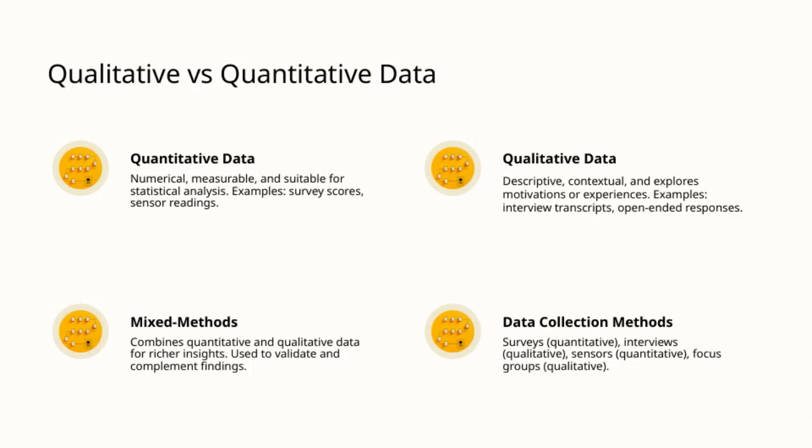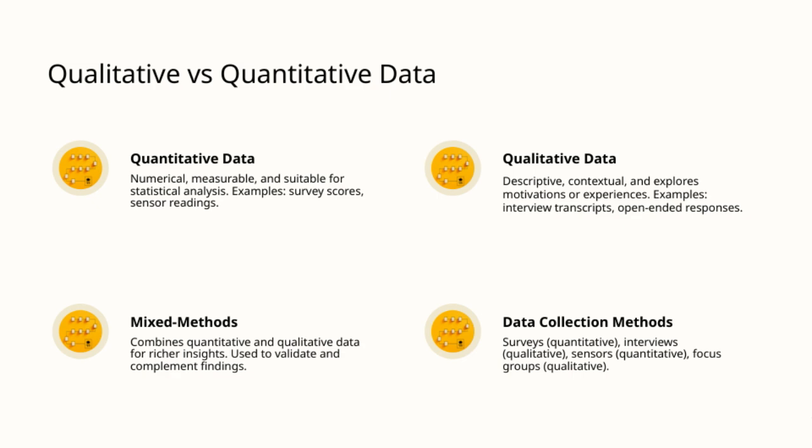Now, let's take a closer look at the different data collection methods we often use. We have surveys, which are quantitative, meaning they provide numerical data that we can analyze statistically. Then there are interviews, which are qualitative, offering more in-depth, descriptive insights into people's motivations and experiences. Sensors are another quantitative method, giving us measurable data like sensor readings. Focus groups, on the other hand, are qualitative and help us understand group dynamics, opinions, and attitudes.